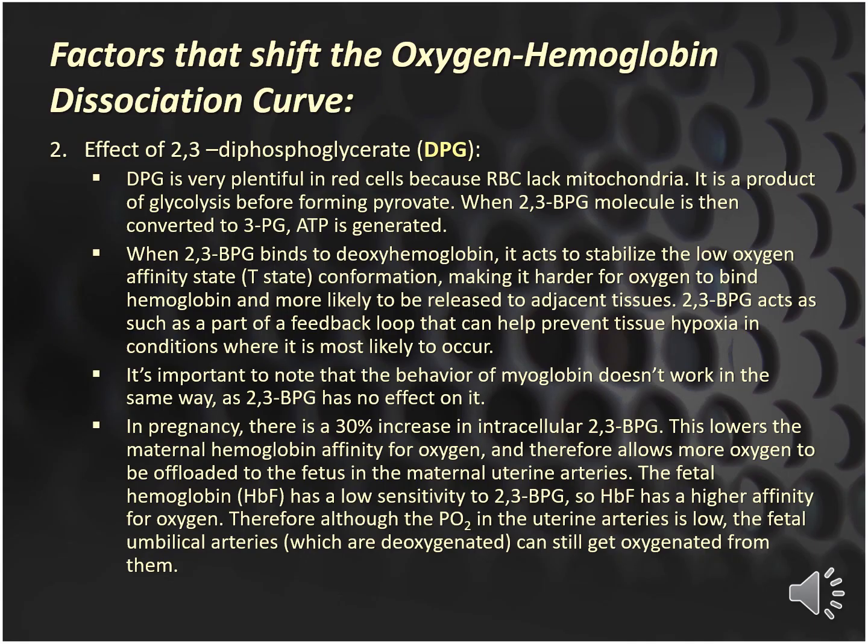Now let's speak about the effect of 2,3-DPG. 2,3-DPG is simply 2,3-diphosphoglycerate. DPG is very plentiful in red cells because red blood cells lack mitochondria. It is the product of glycolysis before forming pyruvate.